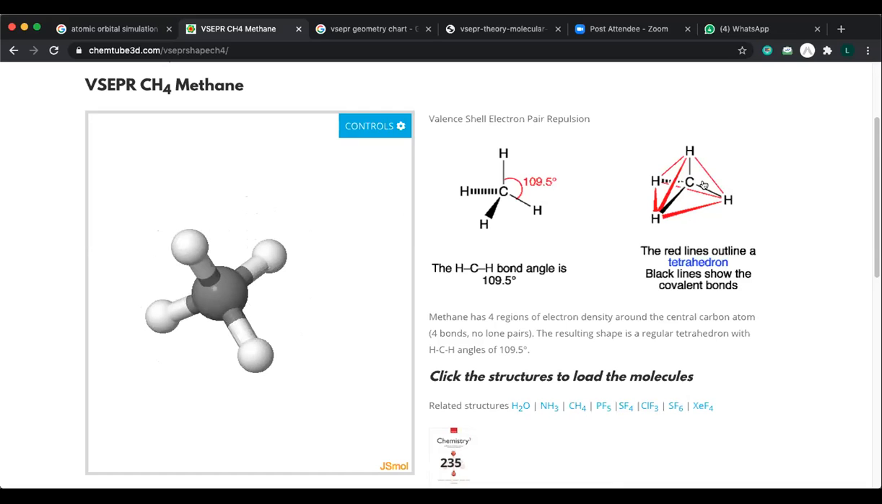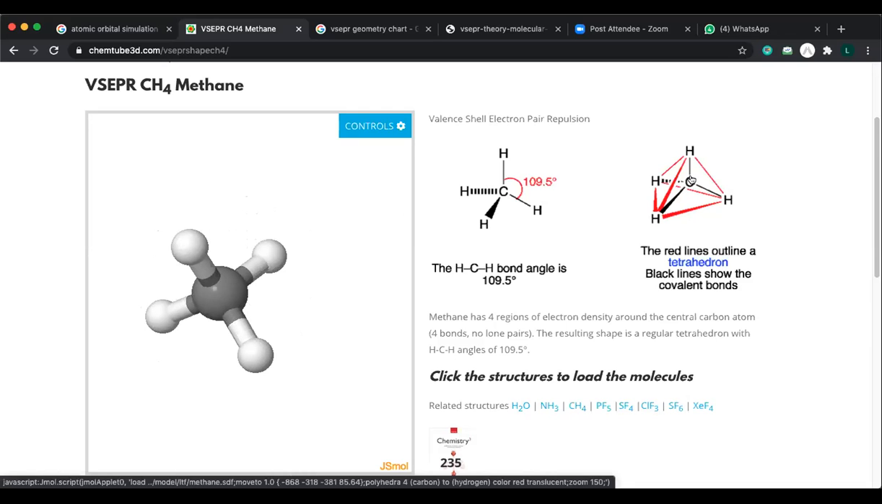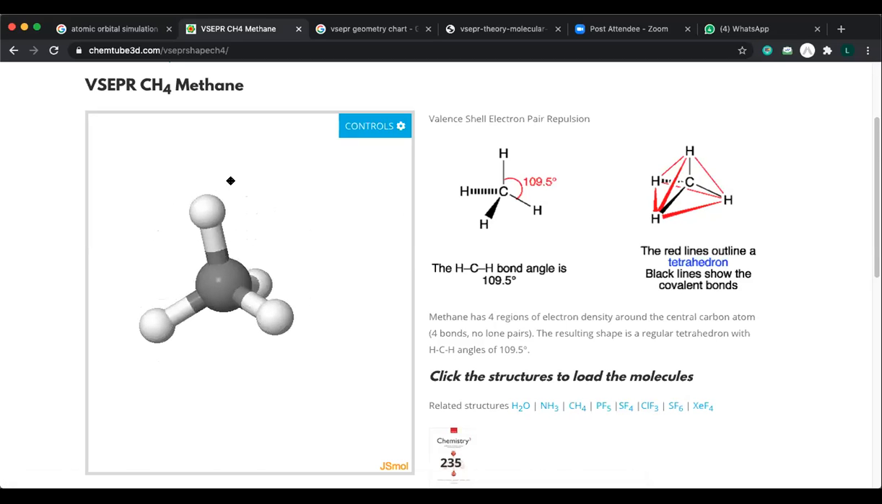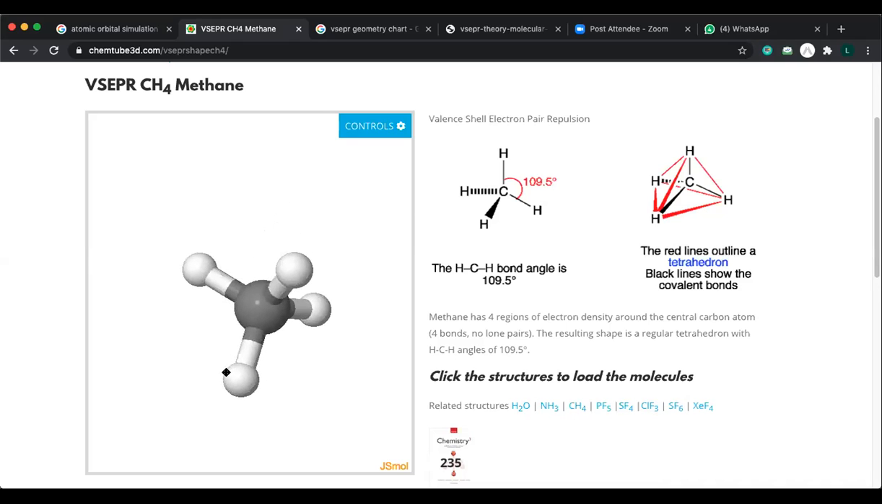You can see it drawn here in 2D. C occupies the central position, and you get that pyramid if you join the four ends. If you join these three, there's a triangular base below and one pointed vertex on top. So this is a perfect, symmetrical tetrahedron.